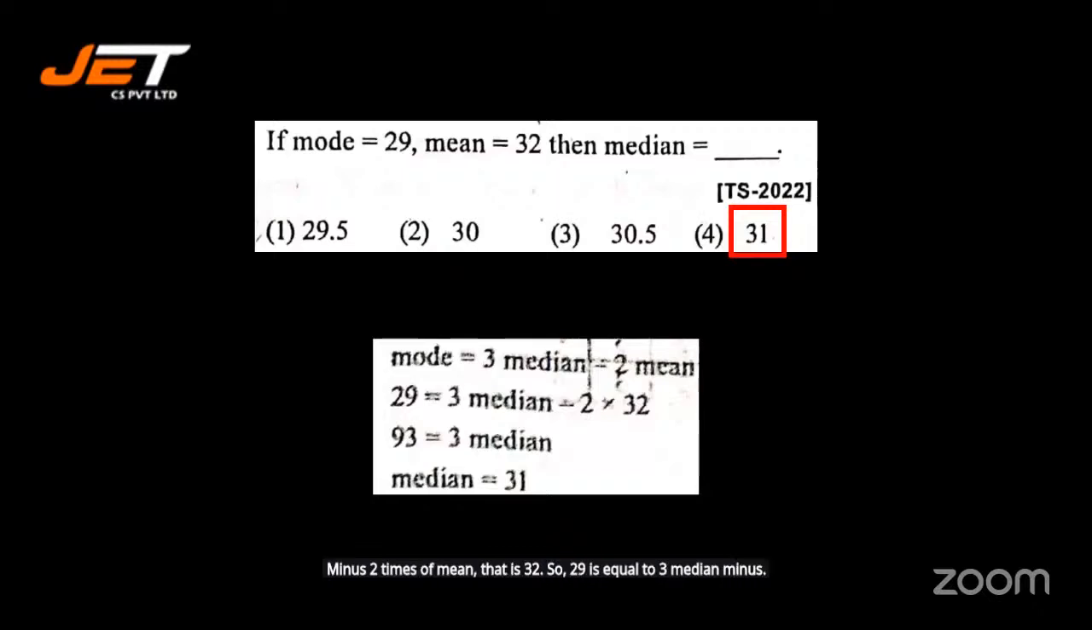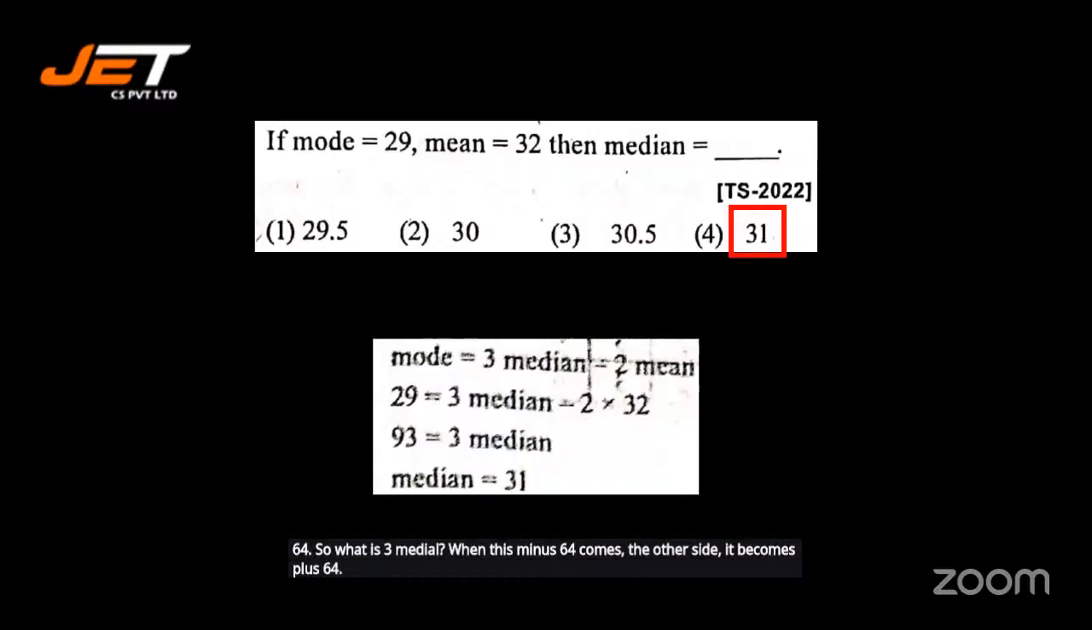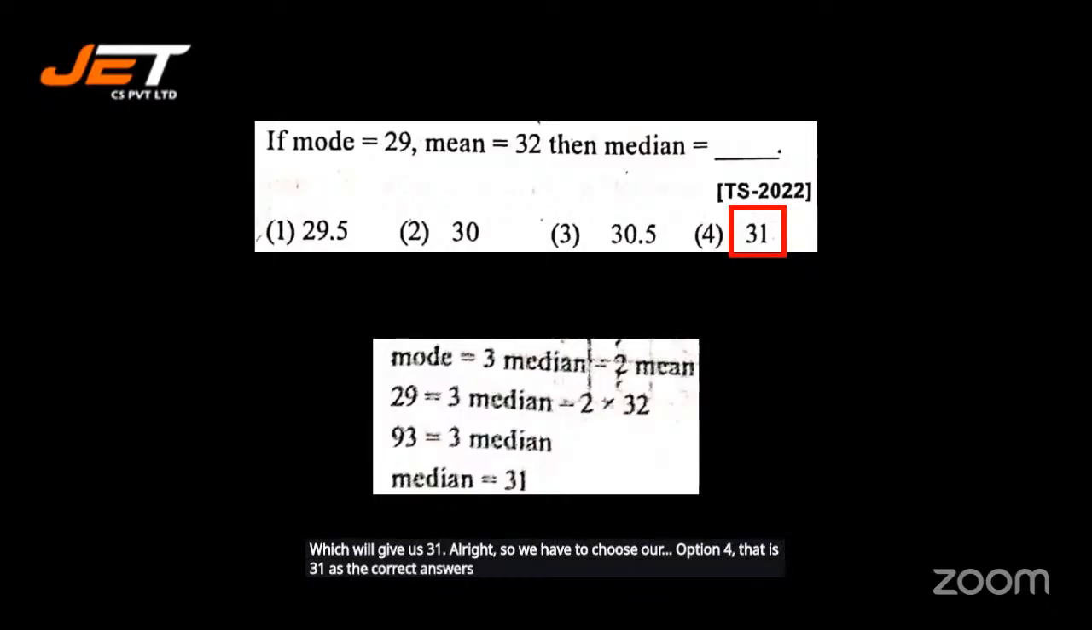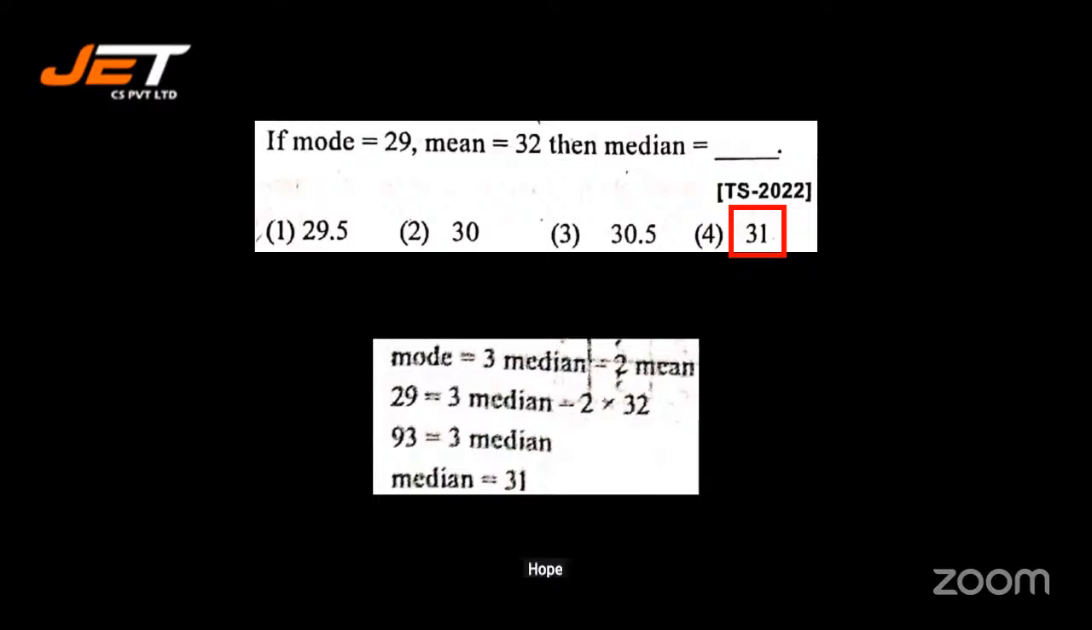64. So what is 3 median? When this minus 64 goes to the other side, it becomes plus 64. So we have 29 plus 64 is 93. Therefore, median is equal to 93 divided by 3, which will give us 31. All right. So we have to choose option 4, that is 31, as the correct answer. Hope you all are understanding, students.